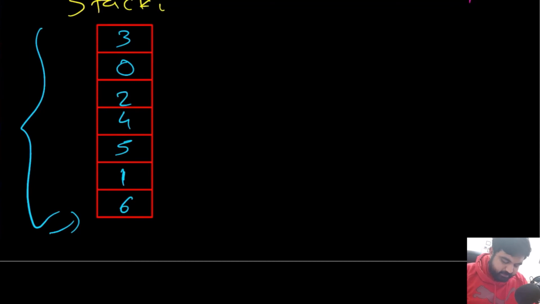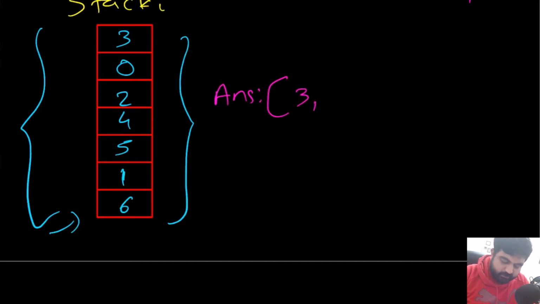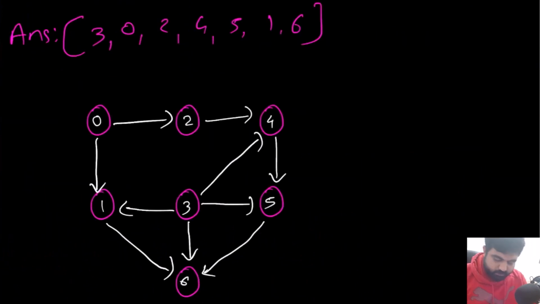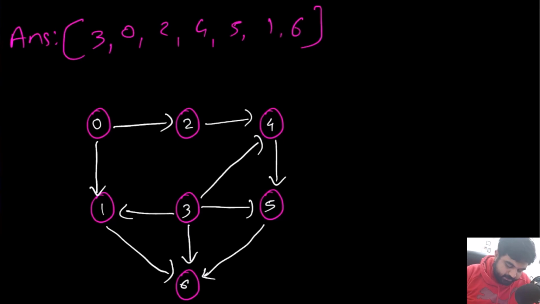Now since we have our stack ready, let's pop out all the values sequentially. If we pop out all the values sequentially, this is going to lead us to our answer. Why? Because first we have to complete course number 3, then 0, then 2, 4, 5, 1 and 6. If we complete courses in this manner, we would be able to meet our prerequisites. So let's see whether the answer that we received is a valid answer or not. Let's compare it with the graph that we created. Now we have both the values side by side. Let's start iterating.